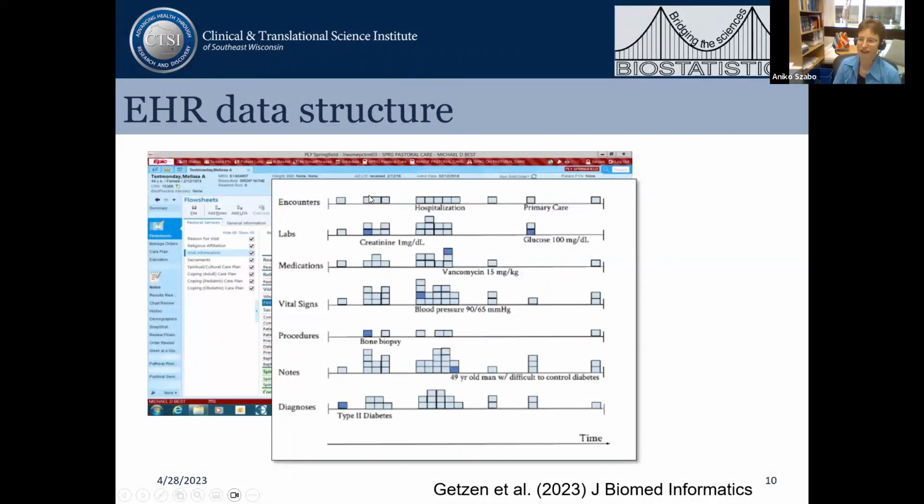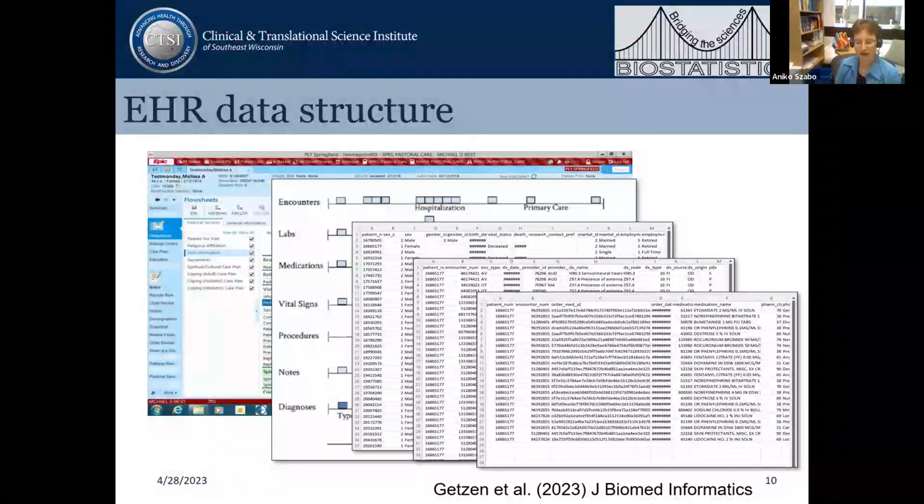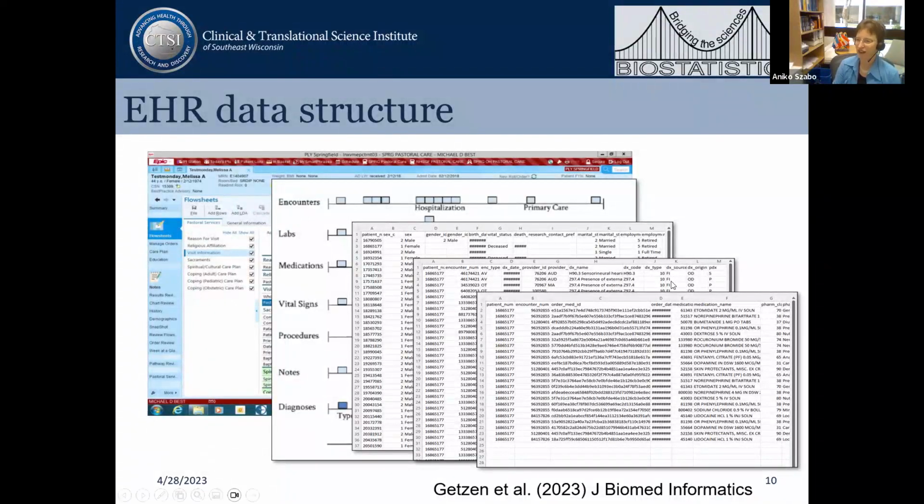And often the same encounter produces many things, but sometimes just a few of them get populated at an encounter. And when we extract the data to actually work with it, it will look more like this. It's lots of spreadsheets, each corresponding to one of these potential data types. So there is a spreadsheet for encounters, a spreadsheet for labs, a spreadsheet for medications, and so on, or actually multiple for some of these.